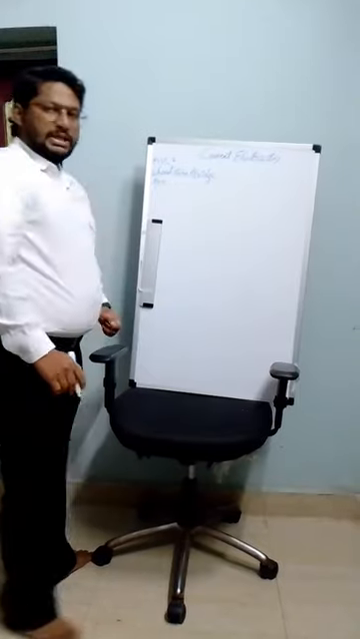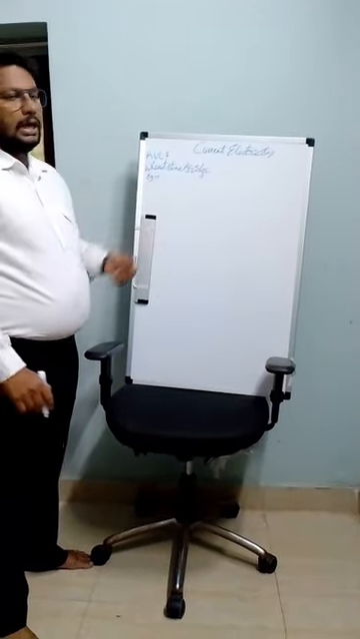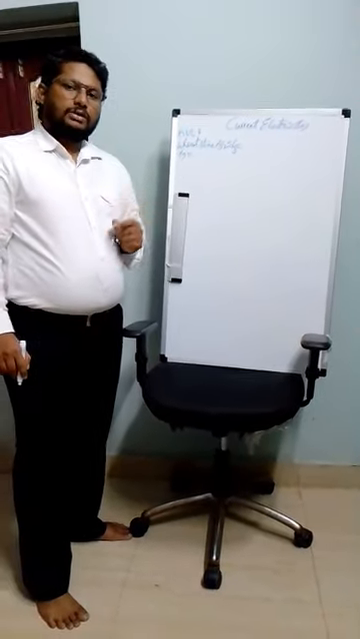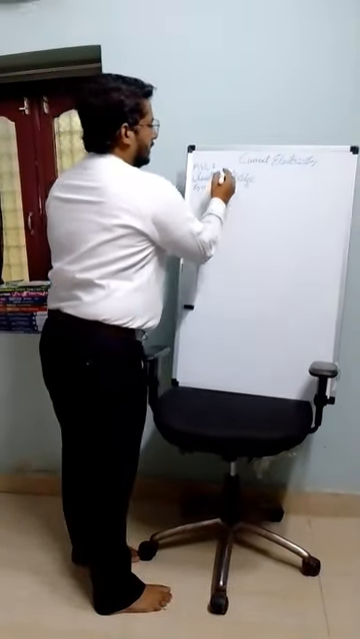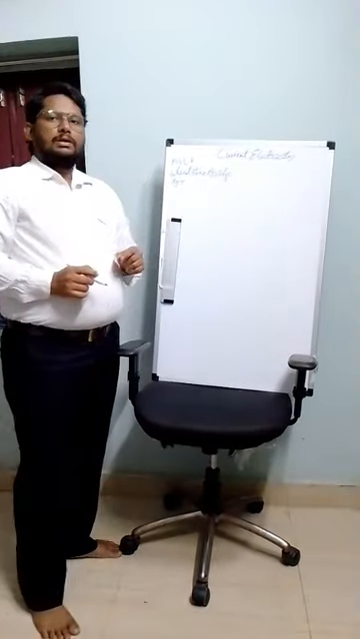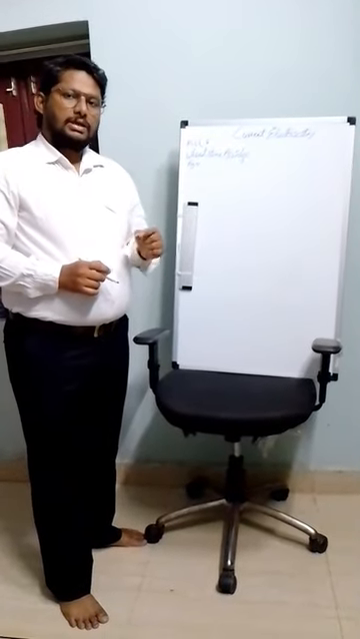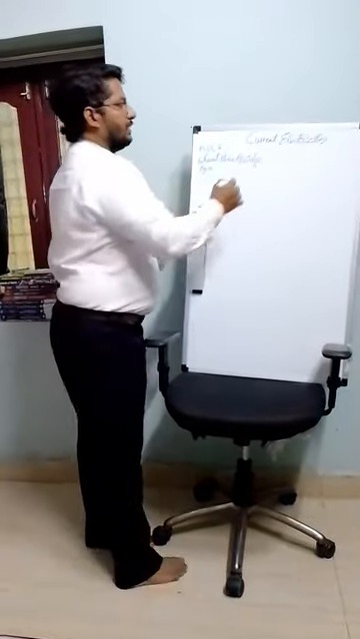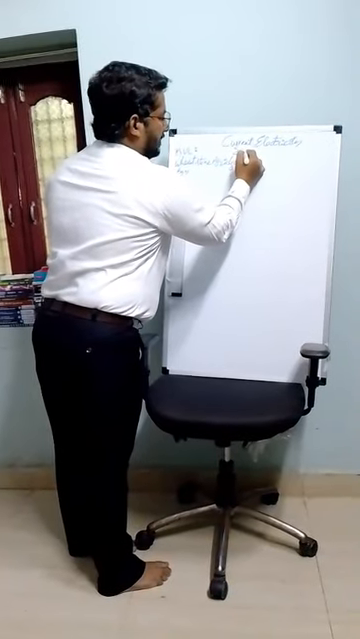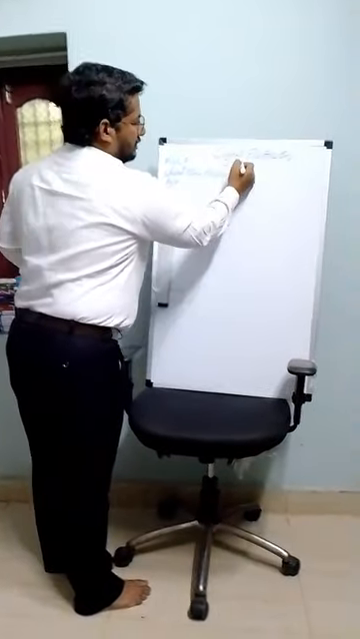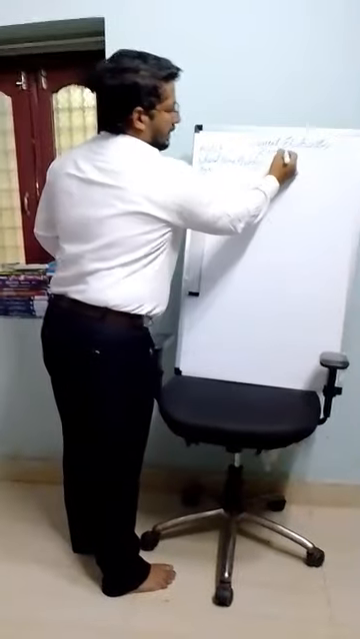KVL. What is KVL? Kirchhoff's voltage law. It is also known as Kirchhoff's loop law. Okay, what is it? The algebraic sum of differences in potential difference is equal to 0.